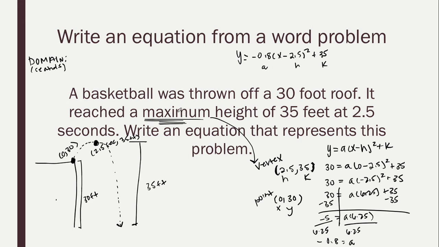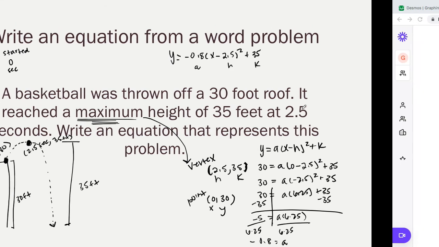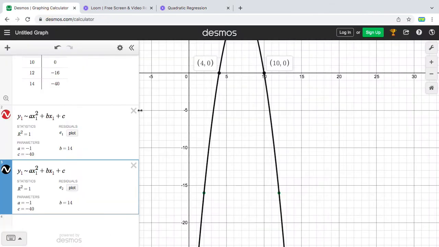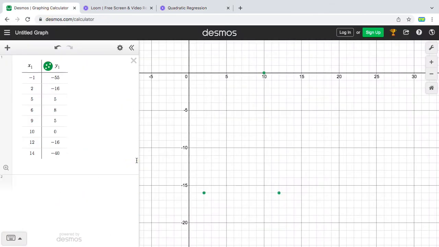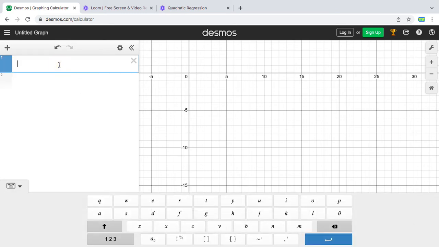Can I have negative seconds? No. When did my time start? My time started at 0. So I started with the ball at 0 seconds. And when did the ball hit the ground? Good question. Let's go see. So let's go use Desmos. Let's go graph this equation. Y equals negative 0.8 x to the power of 2.